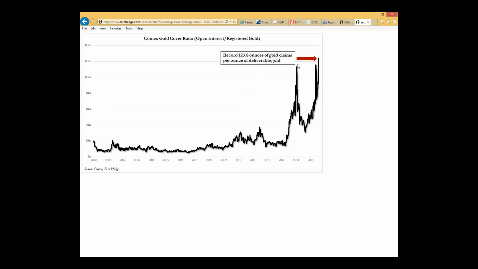Then we saw a big spike. It came back down, and now we see another big spike. So now we have a record amount of open interest to every ounce of registered gold at the COMEX. So this increases the probability that there would be a delivery failure at the COMEX. Buying a futures contract on the COMEX is not a good way to buy gold, because there's a very high probability you wouldn't be able to take delivery of the gold even if you wanted to.